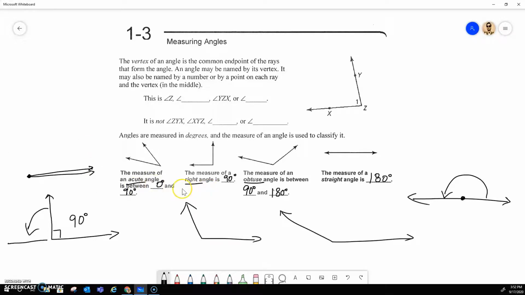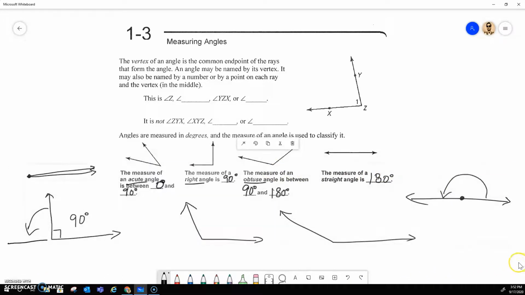So we have 4 different categories of angles depending on their measure. We have acute angles, which are between 0 degrees and 90 degrees. We have right angles, which are exactly 90 degrees. We have obtuse angles, which are between 90 degrees and 180 degrees. And we have straight angles, which are 180 degrees exactly.